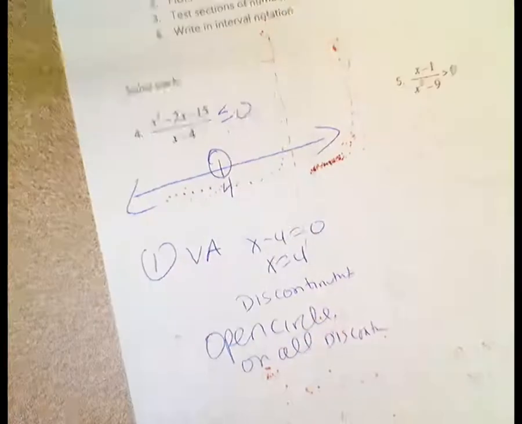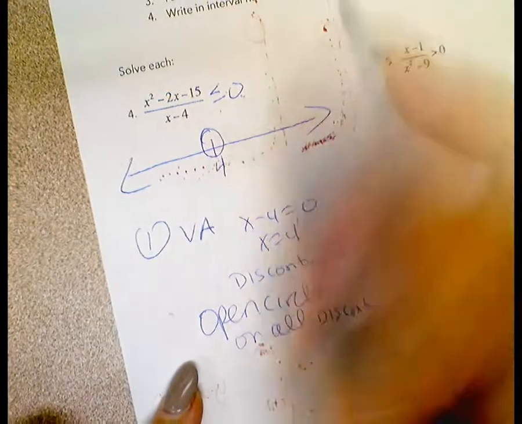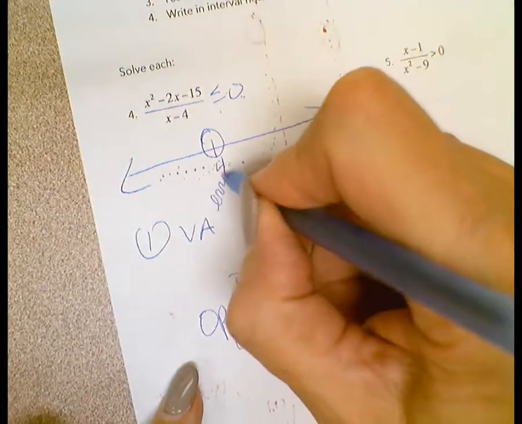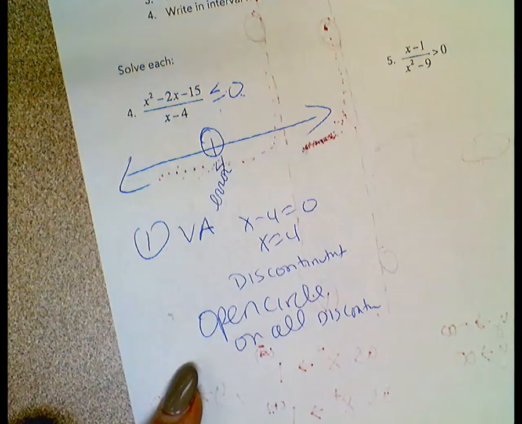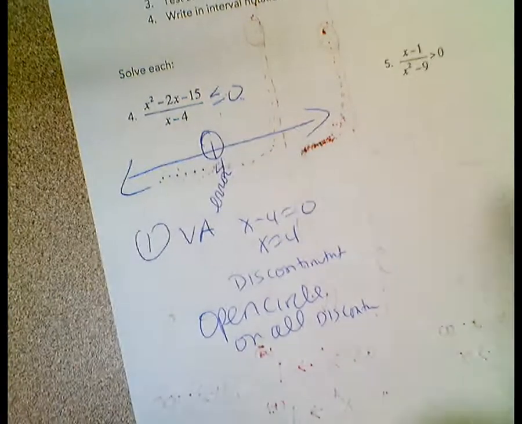That's a vertical asymptote. Open circle, meaning it's an error. Okay, I'm going to write error. It can never be that. It's a vertical asymptote. It's not a 0 of the function. It's a discontinuity of the function.